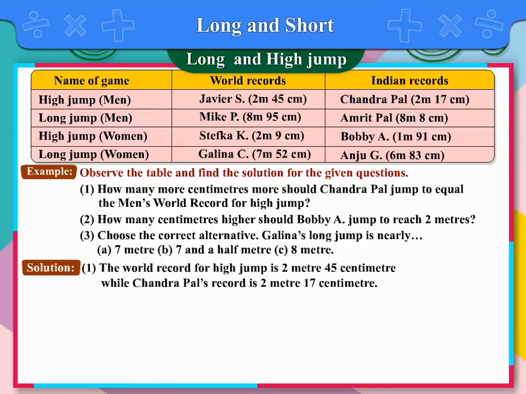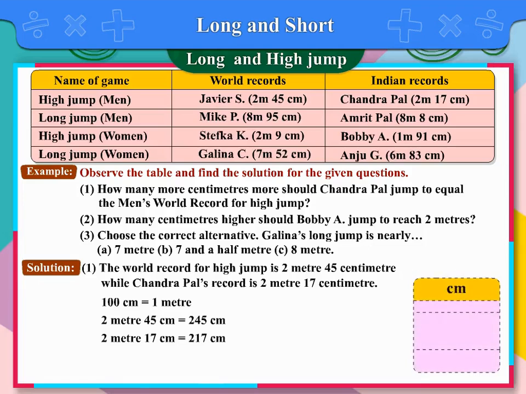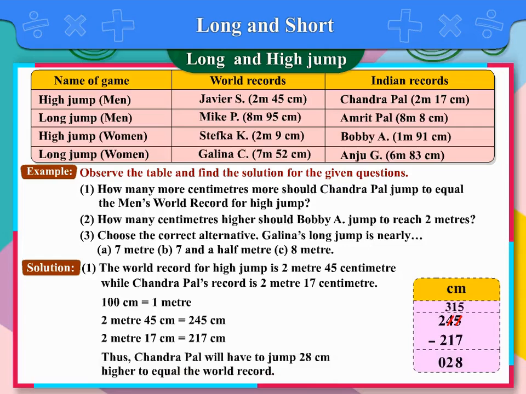17 centimeter. We know 100 centimeter is equal to 1 meter. So, 2 meter 45 centimeter is equal to 245 centimeter. Similarly, 2 meter 17 centimeter is equal to 217 centimeter. Now we will subtract 217 from 245. The answer will be 28 centimeter. Thus, Chandrapal will have to jump 28 centimeter higher to equal the world record.